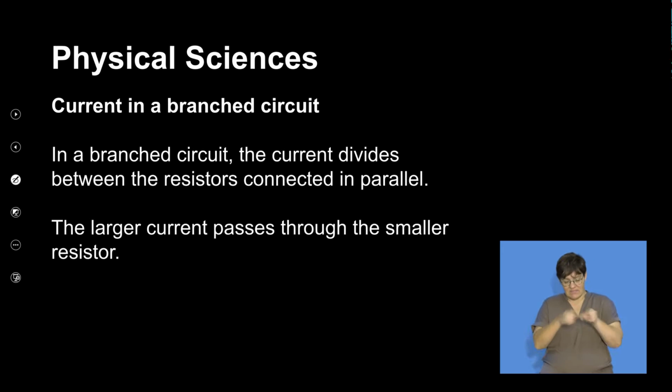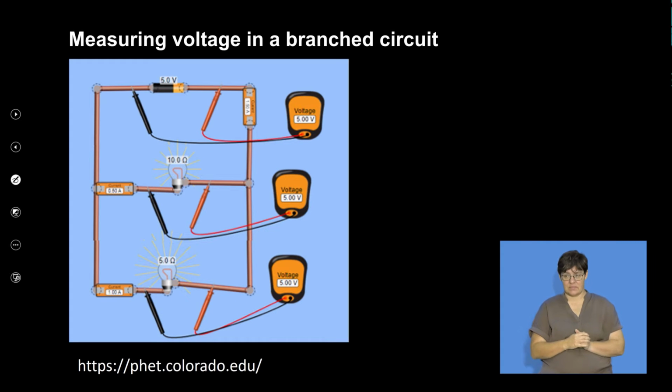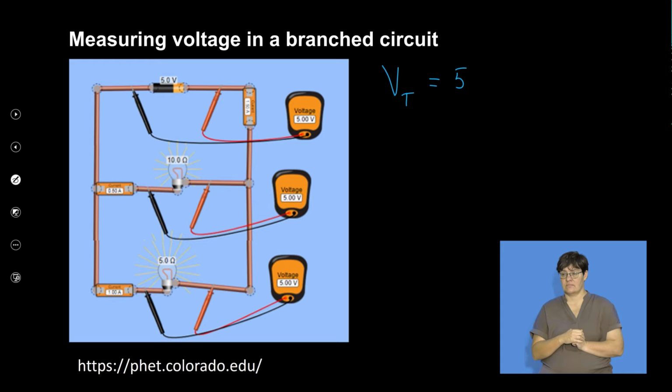Also, what are we saying? The larger current passes through the smaller resistor. But also, what is important in a branched circuit is that the voltage remains the same. So the total voltage across the battery is equal to 5 volts, according to the readings from the simulation.